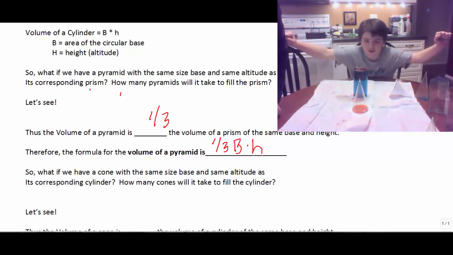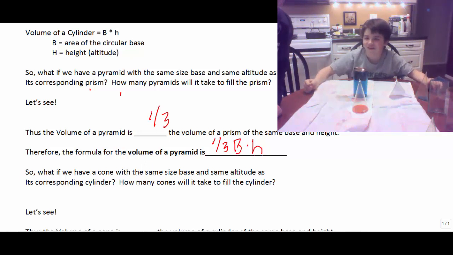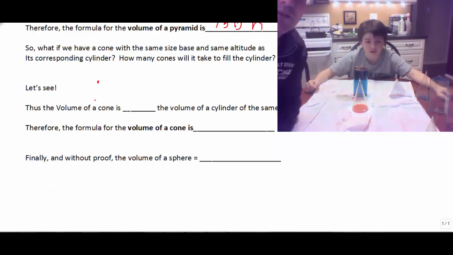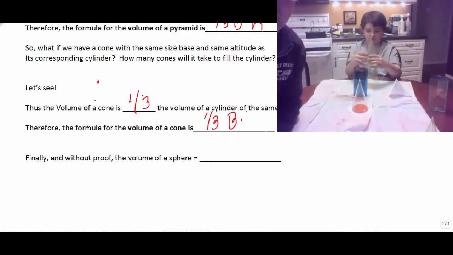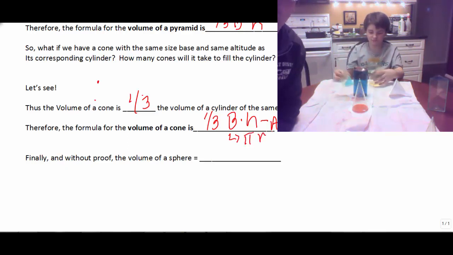This is geometry, right? We can see that the volume of the cone is 1/3 the volume of the cylinder of the same base and height. Therefore, the volume of the cone is 1/3 area of the base times the height, and the height is the altitude. And the base, of course, is a circle, pi r squared.